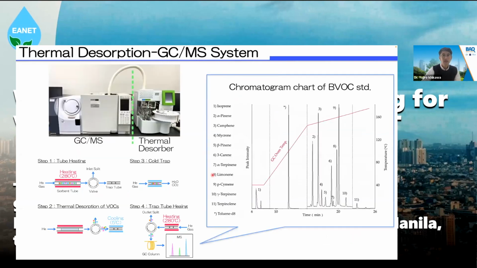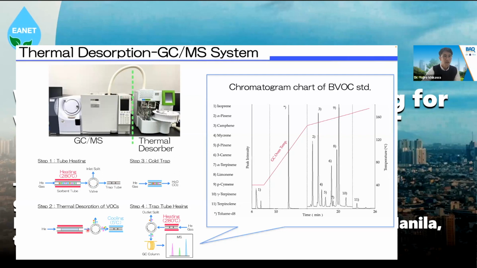And okay, this is the slide showing how the solvent tubes are analyzed in my lab. As you can see in the picture, we use the thermal desorption GCMS system. And the bottom left figure shows the procedure steps performed in this system. And as step 1, the solvent tube is highly heated while helium gas flows from the left side in this picture. And then we go to step 2.